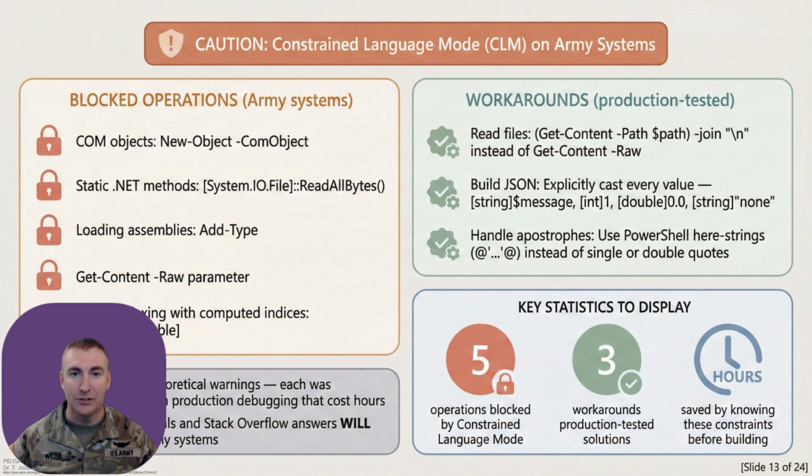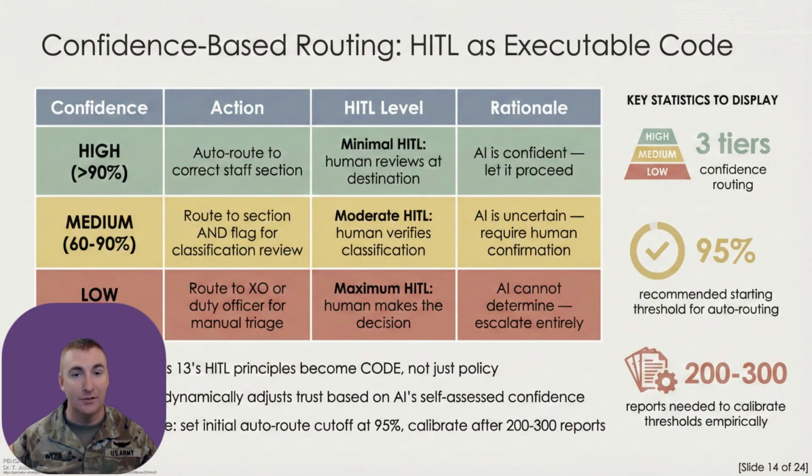Once your call succeeds, you need to decide what to do with the answer. This is where Class 13 stops being theory and becomes code. Above 90% confidence, auto-route, minimal human involvement. Between 60 and 90, route and flag for review. Below 60, escalate to the XO for manual triage. The automation adapts its trust level to each individual report.